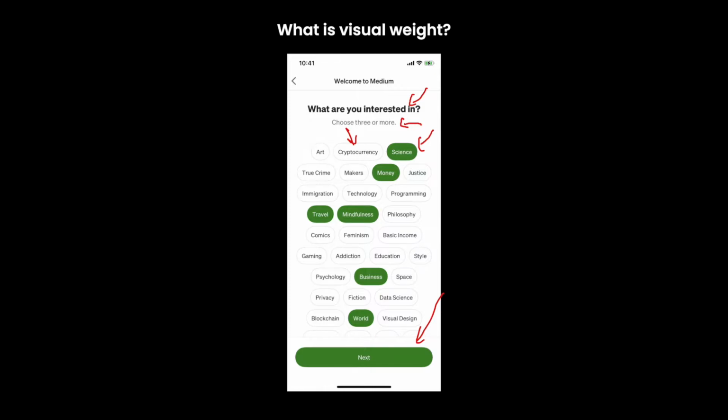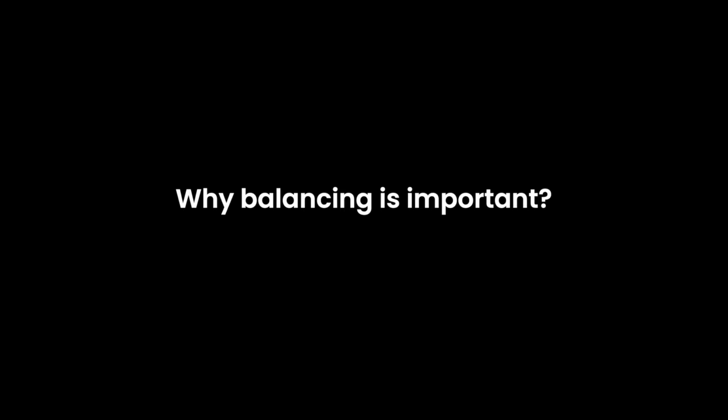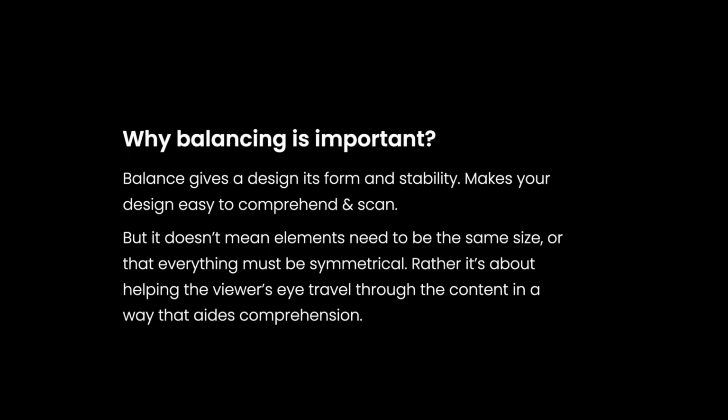And that's why it's quite tricky to master balance. It takes years of experience to understand the overall symmetry and balance of the design to assign a visual weight to things. Okay, so it comes with overall experience. So the next question is, why is balancing important and why should we even care about balancing? Balancing actually gives your design its form and stability. And it makes your design really easy to comprehend and scan, especially if your design, let's say, is heavy on information, then it makes your design easy to digest and skim through. So balancing is really important to give stability in your design.